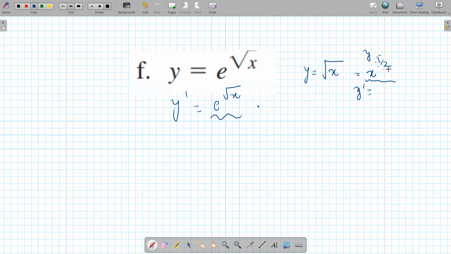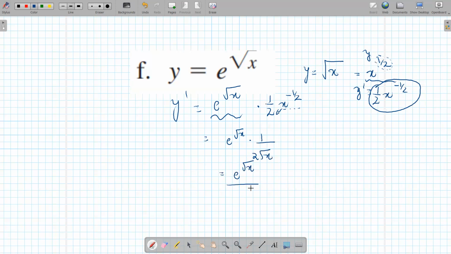First, bring the 1 over 2 down, yeah? And then take 1 away, it's just the normal power rule that we do. There you go. This is the derivative of square root of x. So just multiply this by the derivative of square root of x like that. If you want to clean this up, you can throw this guy in the denominator. So you get e to the root x times 1 over 2 root x. Then you can just write this as e to the root x over 2 root x like that. And that would be the final answer.